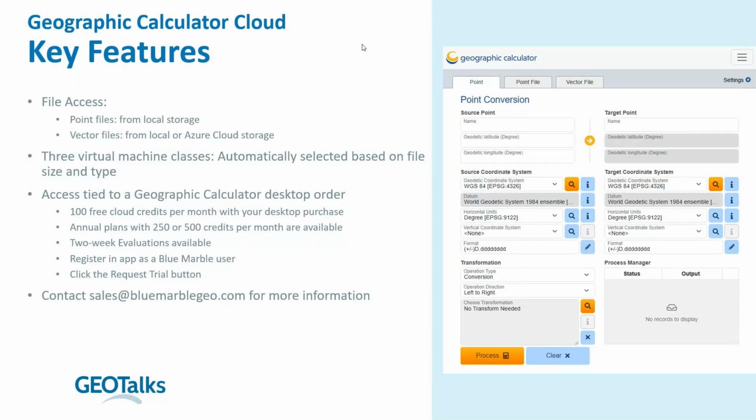Now, vector files, on the other hand, those can come from local storage, meaning you upload them just like point files, but you can also access vector files directly from Azure Cloud Storage if you have Azure Web Storage set up for your tables of any type of that vector data. So this is growing. Our first support for this is simply in the Azure cloud space, and we are looking at expanding that into some of the other cloud ecosystems as well.